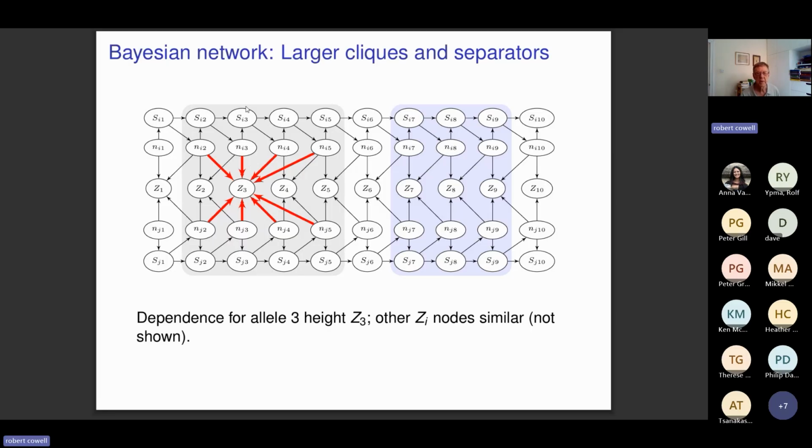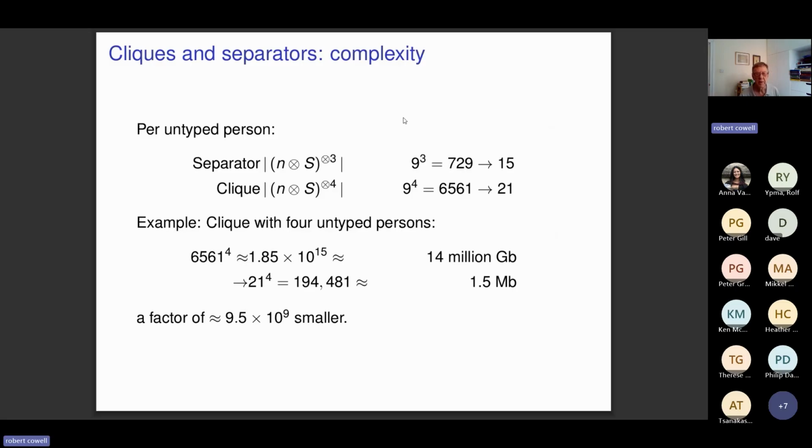But now our cliques span 4 consecutive columns, and the separators span 3 consecutive columns. So this increases the complexity. So the question is, by how much? And apparently quite a bit. For a separator, we have 3 NS pairs. There are 729 possibilities between them. But when you apply the logical constraints from the S and N nodes, that reduces to at most 15 possible non-zero values. For a clique spanning 4 columns, we have 6,561 possible states, but at most 21 can be non-zero.